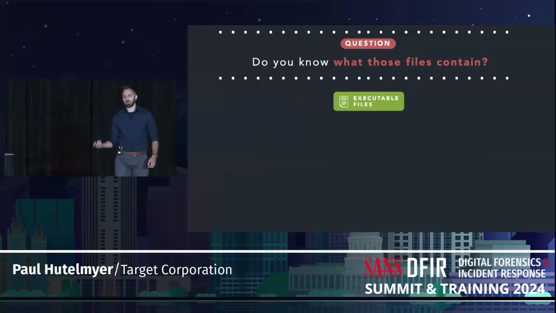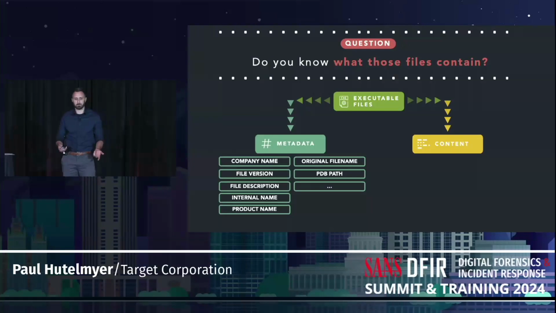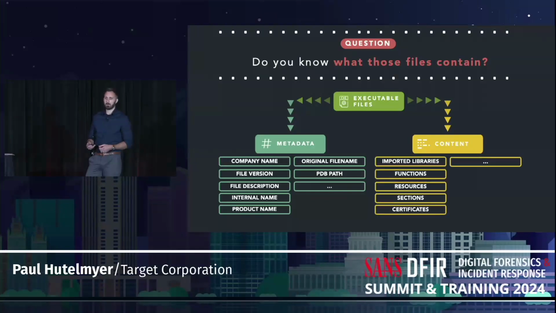And if we take a look at executable files, we can do the same kind of exercise. You have metadata, such as the company name, file version, description. These are things applied to executables when they're compiled. And then you have the content. When you actually run the executable, what's running? The libraries, the functions, the resources, sections, et cetera.